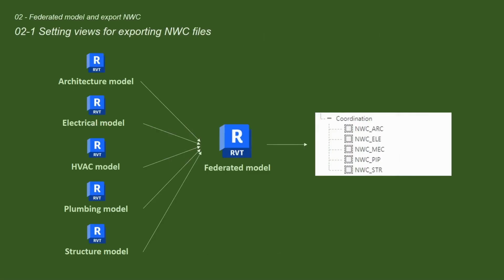Let's take a look at the model where we are going to set them. I have just set up a federated model where I linked some other discipline models, like architecture, electrical, HVAC, plumbing, and structure. And in the federated model, we are going to set views for each discipline, and we are going to export them separately as an NWC file.